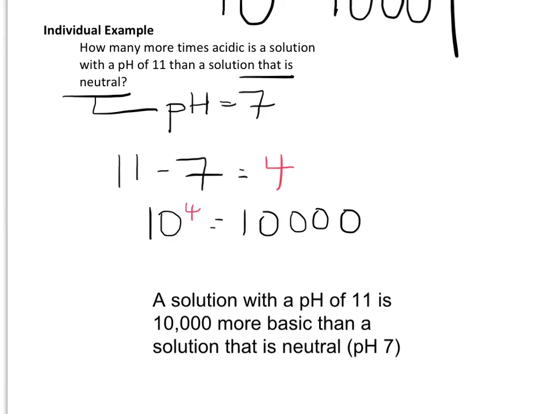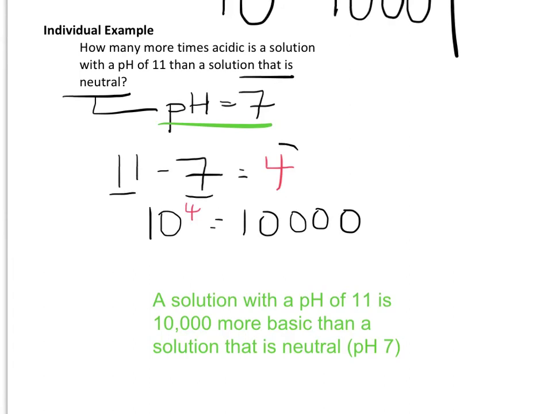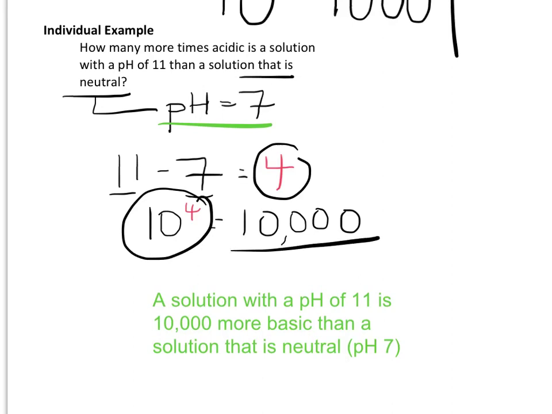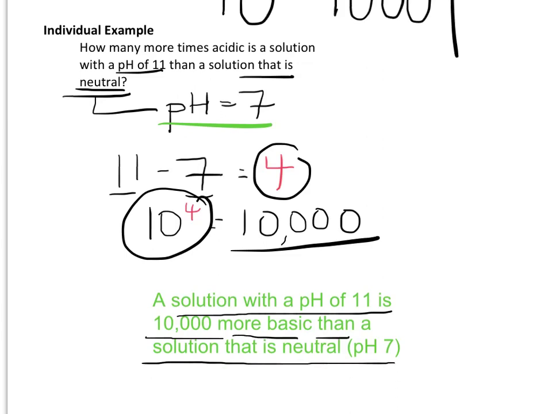So we know that a neutral solution has a pH of 7. And so if we take the difference of 11 minus 7, we get 4. And this difference of 10 to the fourth is actually 10,000. So because 11 is higher than 7, we would say a solution with a pH of 11 is 10,000 times more basic than a solution that is neutral, or pH of 7.